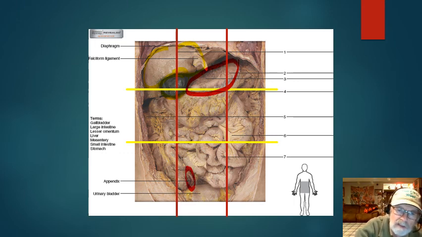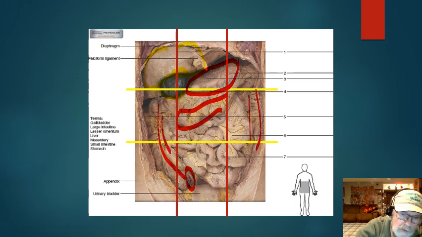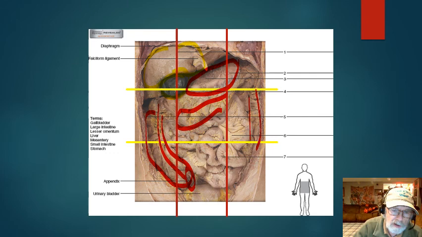And again, the intestine is somewhat variable. The intestines will move around a lot. Here's the transverse colon sitting right in here. Here's the descending colon. Here's the ascending colon. This whole area is the ascending colon. So you can see it gives us a little bit better idea where things are.